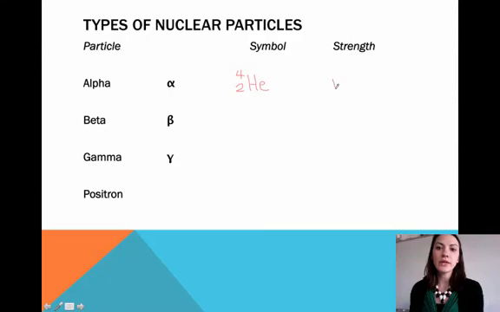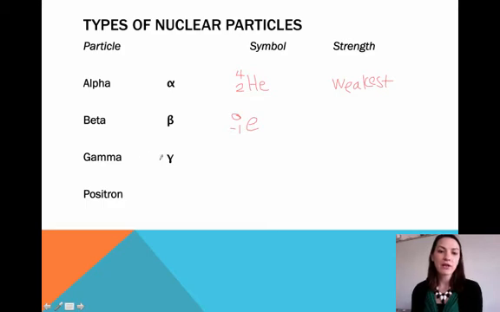And that's going to be our weakest type of particle. It's going to be stopped by a piece of paper. So it's pretty weak. Our beta particle is actually another way of saying an electron. So it's going to be 0, -1, and then E, and it's going to be medium strength. This is going to be stopped by like a piece of tin foil. So that's medium strength. It's going to be stopped by tin foil.